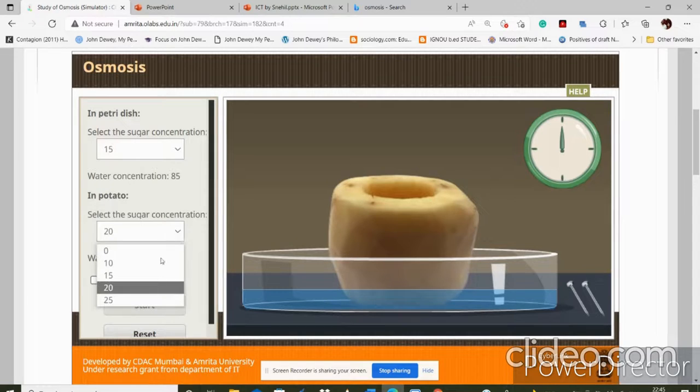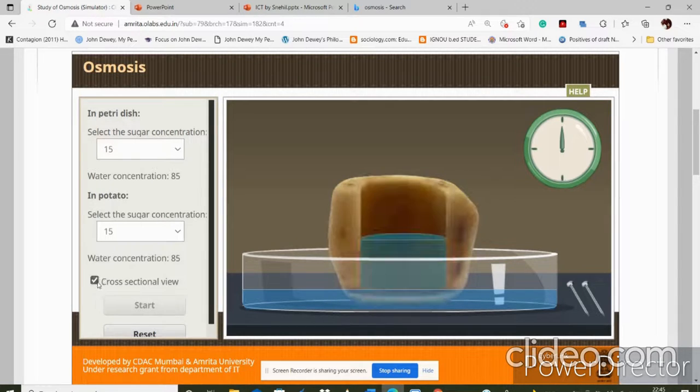For example, if I keep it 15 for both, and put a pin here, then we can see that this is the case of isotonic solution. So there will be no change in the levels. No osmosis will take place. So this was a virtual experiment on osmosis.